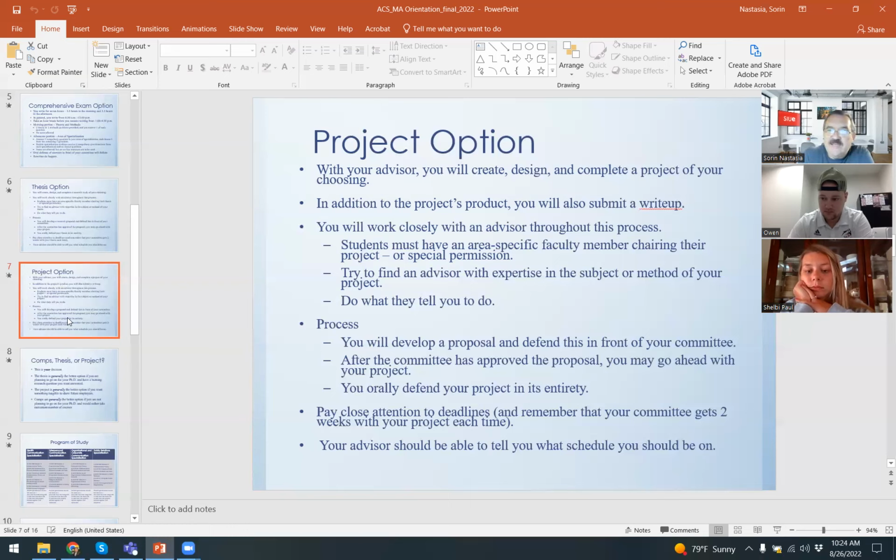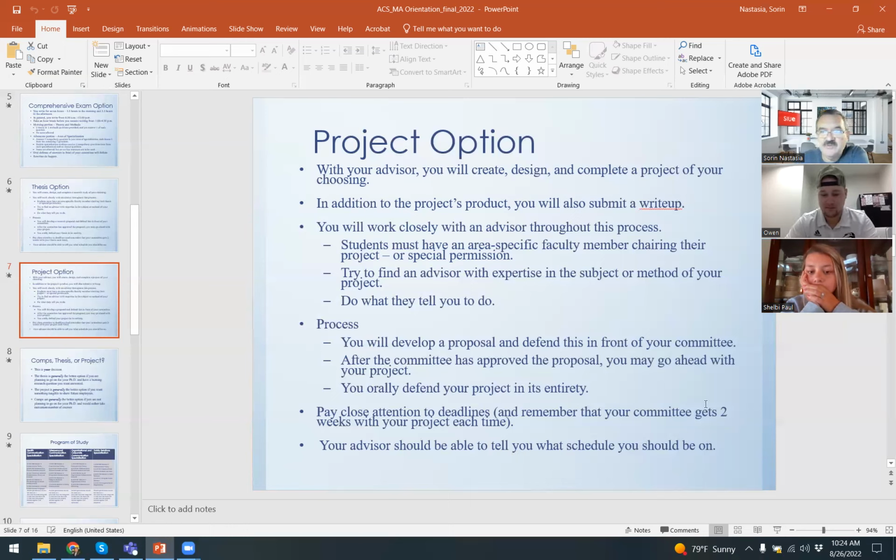And the process is like this. You will develop a proposal and defend this in front of your committee. After the committee has approved the proposal, you may go ahead with your project. You orally defend your project in its entirety. Pay close attention to deadlines, and remember that your committee gets 2 weeks with your project each time. So it's kind of following the same pattern like for thesis, but this is a write-up in a different style, not academic style, but in industry style. So you will have to pay attention.